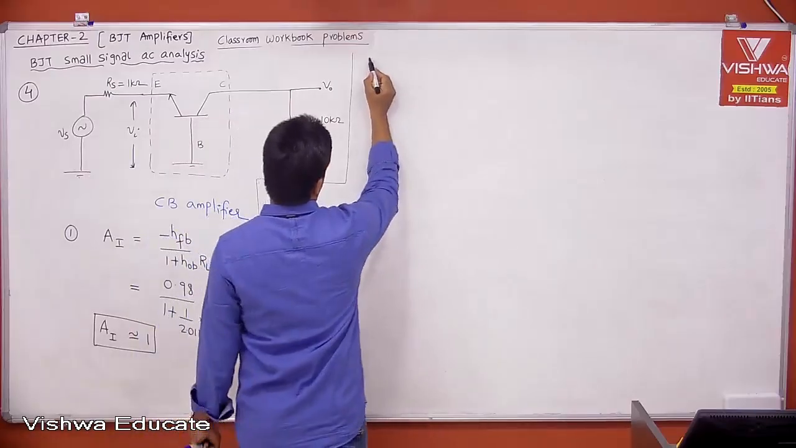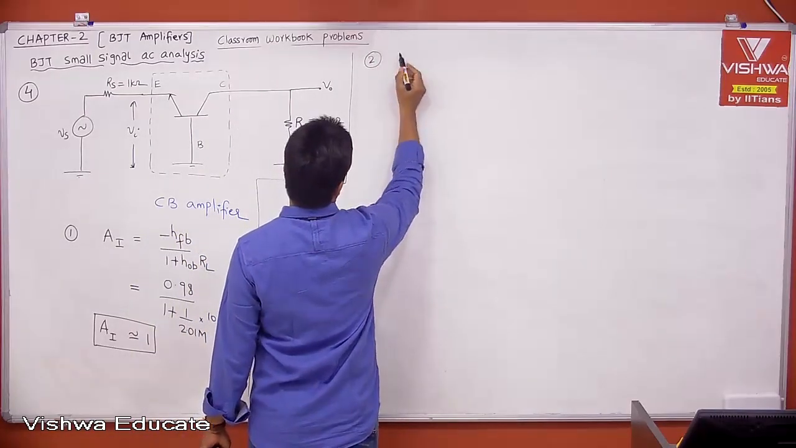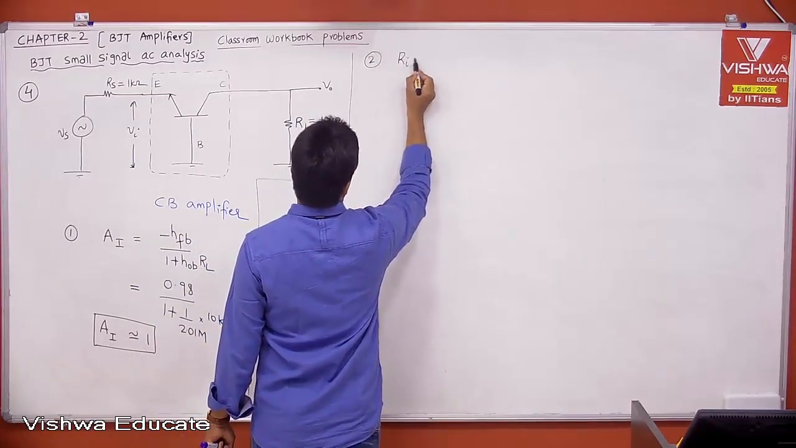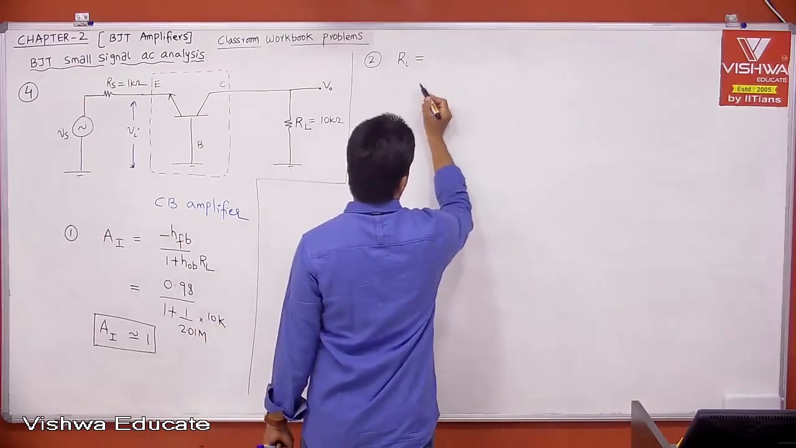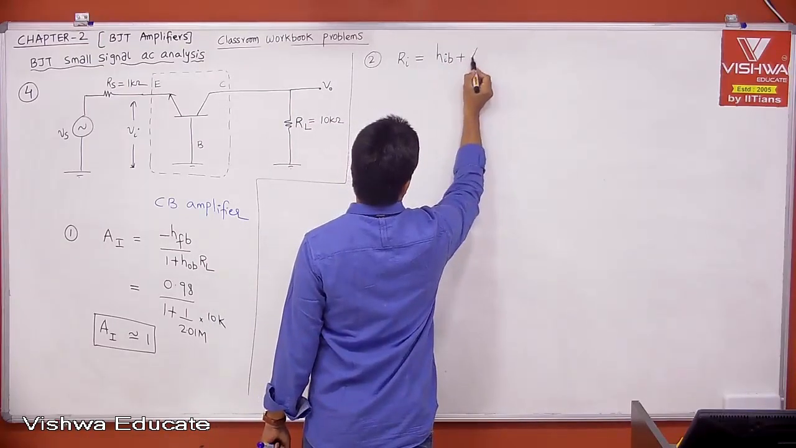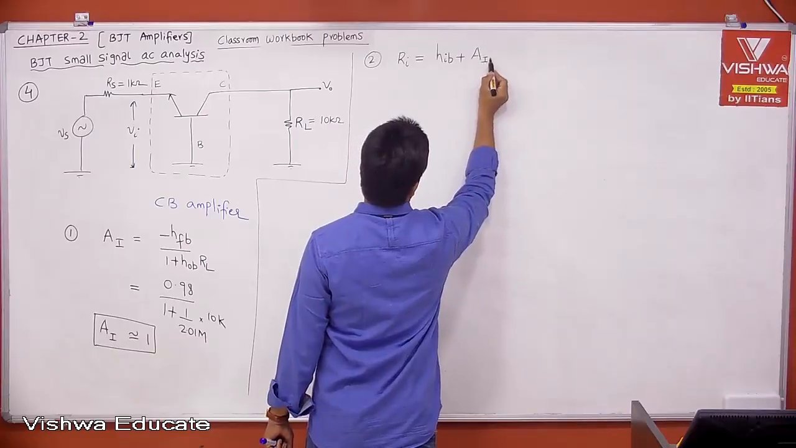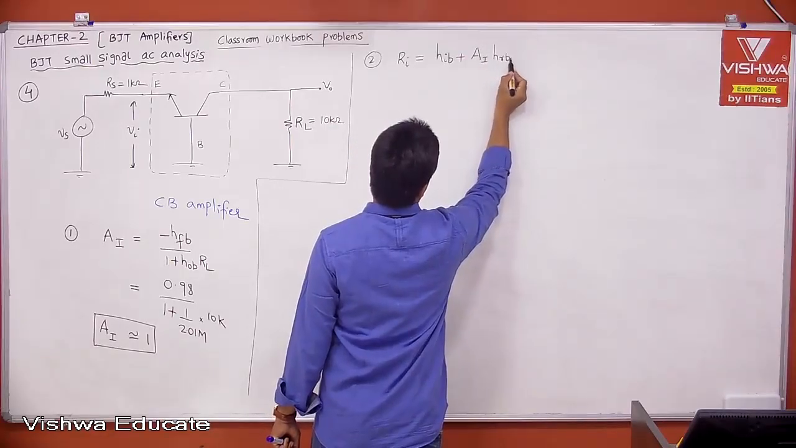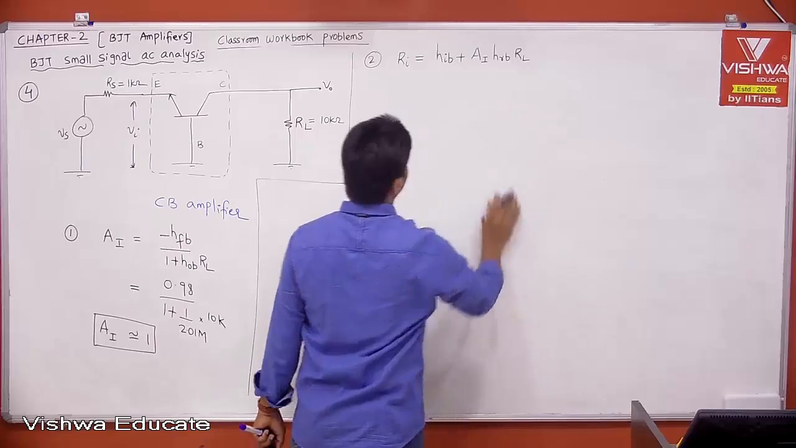What is the second one? In our flow, the second one is Ri. Therefore, what is the Ri formula? Ri = HIB + AI × HRB × RL.